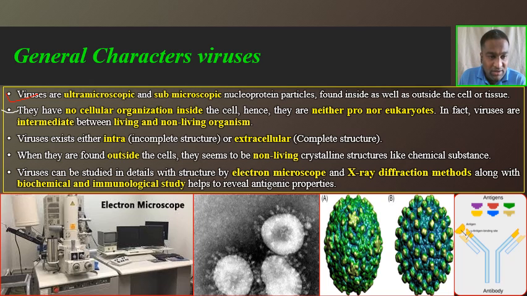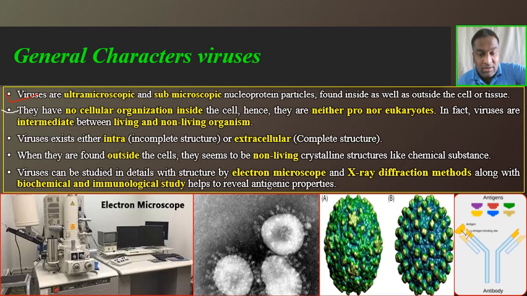The fourth important characteristic is that when they are found outside the cells they seem to be non-living, with a crystalline structure like a chemical substance. Whenever they are outside they have a crystal-like powder-formed structure, crystal-like meaning diamond-like structure of the chemical substance. And then the next characteristic: viruses can be studied in detail with structure by electron microscope.